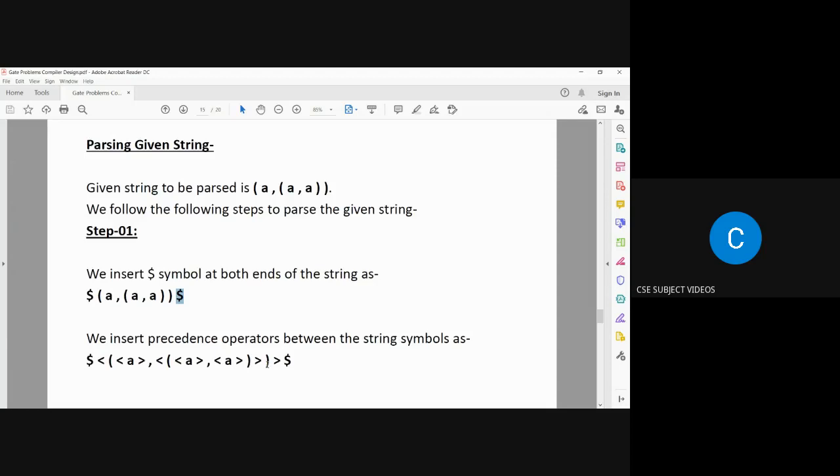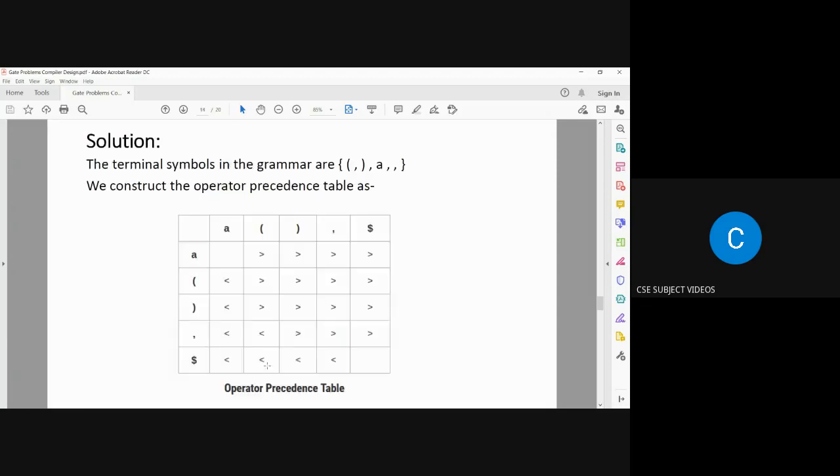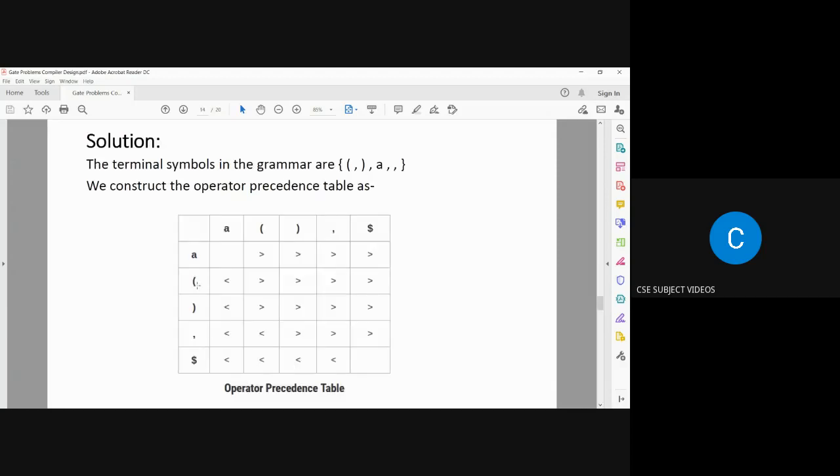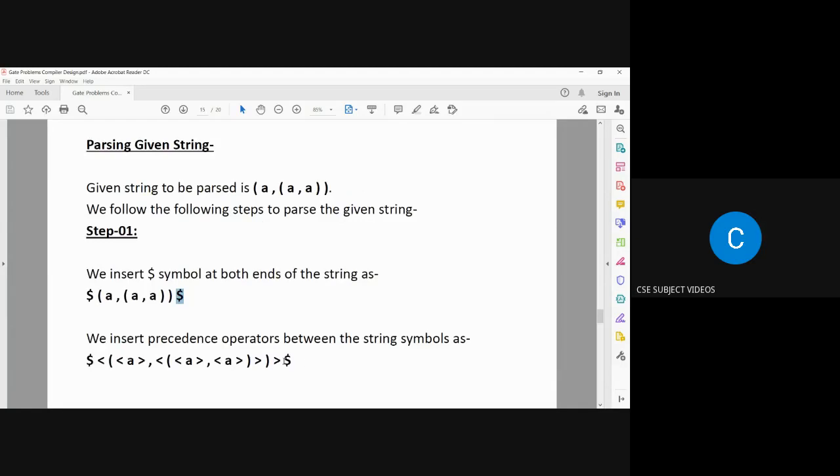Next close bracket and then close bracket: close bracket greater than close bracket. So the first appearing close bracket has higher priority than the next close bracket. Next close bracket and then dollar: close bracket greater than dollar. Likewise, we have to mention the precedence between different operators involved in the particular grammar.